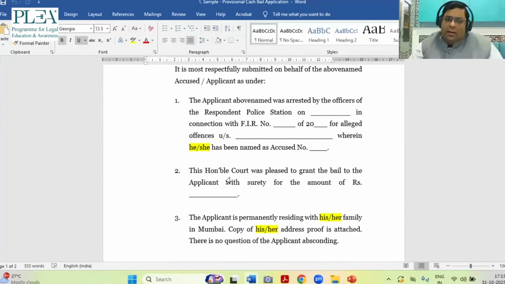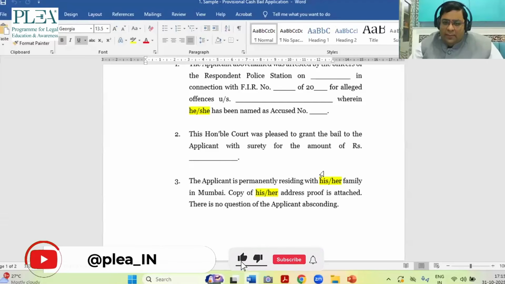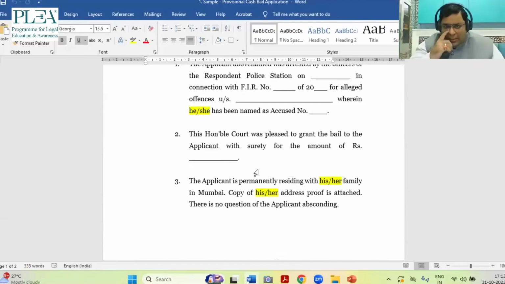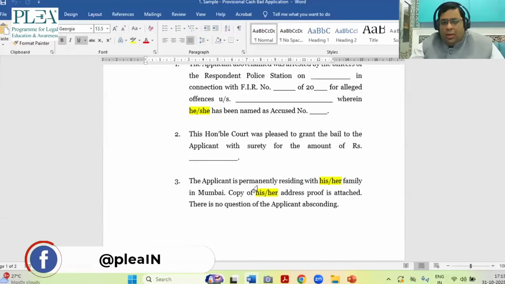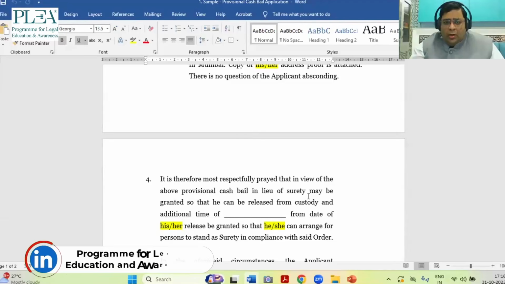Now, the court was pleased to grant bail to the applicant with the surety amount of so and so. The applicant is residing with his family within the city of Mumbai. This is because I have prepared it for Mumbai city; it may be whatever local jurisdiction. And the copy of his or her address proof is attached. There is no question of the applicant absconding.